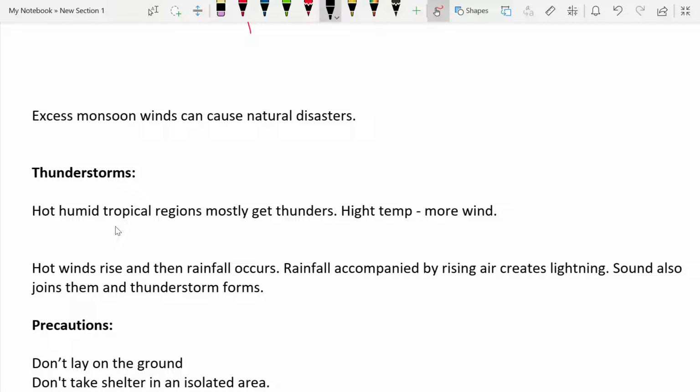Okay, how does high temperature mean more wind? Sorry, that's not height, that's high temperature meaning more wind. High temperature means the warm air rises and the cold air takes its place, so that's why it has more wind.